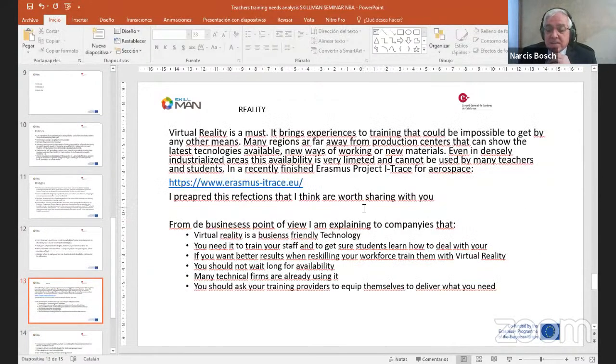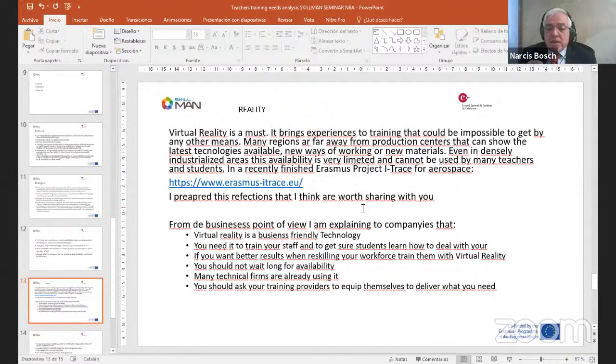And last, reality. Virtual reality is a must. It brings experiences to training that could be impossible to get by any other means. Many regions are far away from production centers, and it can show the latest technologies available, new ways of working, or new materials. Even in densely industrialized areas, this availability is very limited and cannot be used by many teachers and students. In the recently finished Erasmus project, iTrace for aerospace, I prepared these reflections that I think are worth sharing with you.